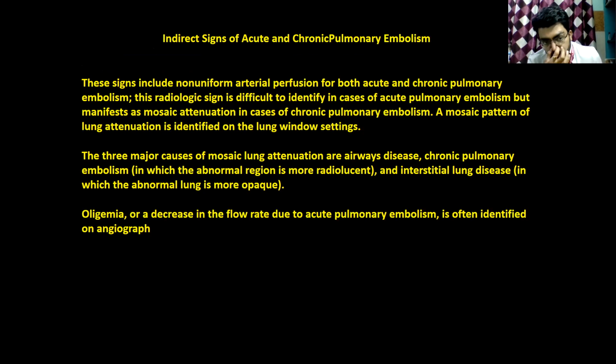Indirect signs of acute and chronic pulmonary embolism: the three major causes of mosaic lung attenuation are airway disease, chronic pulmonary embolism, and interstitial lung disease. So three things we have to keep in mind. And oligemia, where there is decrease in flow rates due to acute pulmonary embolism.